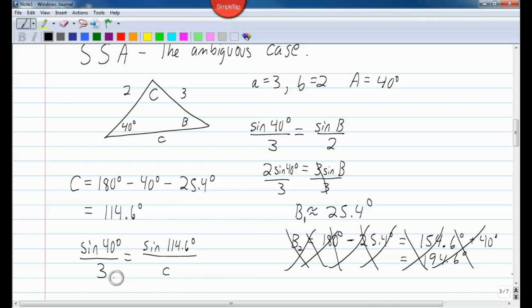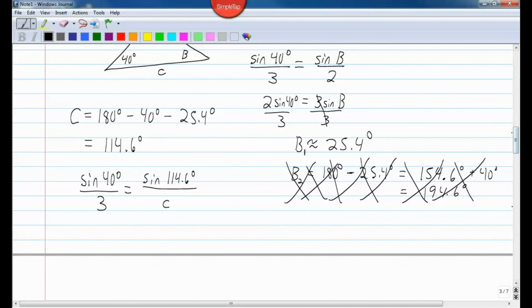Now notice I only have one variable in my equation. That's the way we always want to set our equations up, so that we only have one variable. Now get C by itself, or you can cross multiply and divide.